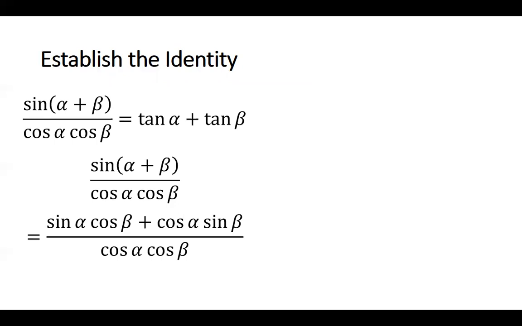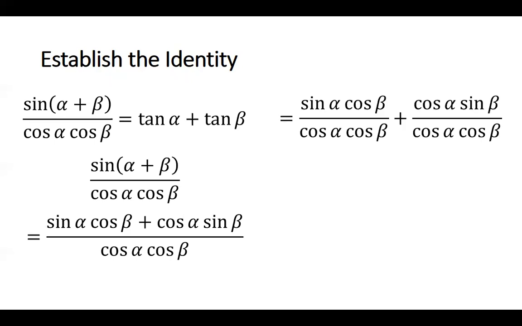And what I'm going to do here is break it up. We've brought things together previously, but I'm going to break this up because now I have a sum in the numerator and this denominator. So can't I break that up into two rational functions being added together over the same denominator? So I can say sine alpha cosine beta over cosine alpha cosine beta plus cosine alpha sine beta over cosine alpha cosine beta.